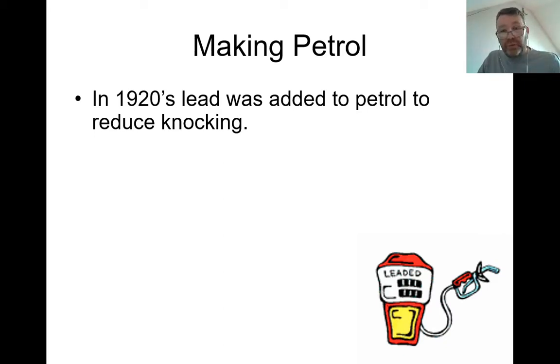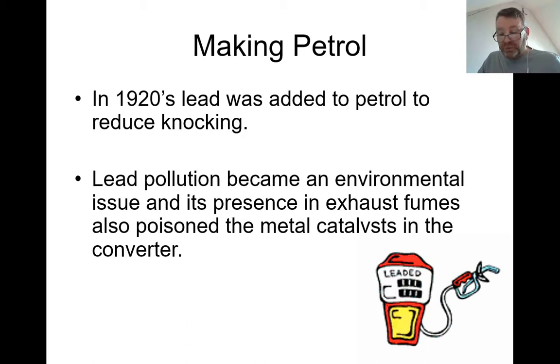So all the petrol we bought between the 1920s and 2000 contained an amount of lead. Now, I hope you can see the problem. Lead is an environmentally toxic metal. All right. So if you're putting lead into petrol and you're burning it in the 4-stroke engine and the exhaust fumes are being pushed out on stage 4 of that cycle, then you're dumping lead into the environment, which is not a good thing. Okay. So therefore, lead pollution became an environmental issue, and its presence in exhaust fumes poisoned the metal catalysts in the converter.